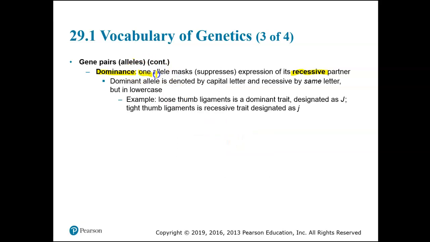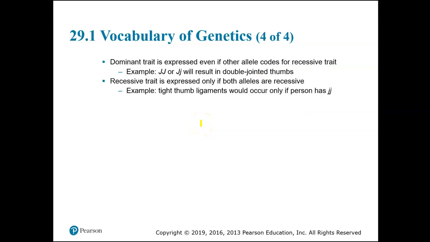All right. The dominant allele masks the expression of the recessive allele in a heterozygous individual. So the example they gave here is loose thumb ligaments is a dominant trait, designated as capital J. Tight thumb ligaments is a recessive trait, designated as lowercase j. So the dominant allele is the loose thumb ligaments, the big J. If you have tight thumb ligaments, then you must have 2 copies of the little j, because that's the only way you would express a recessive trait, is if you get both alleles from both parents that are recessive.